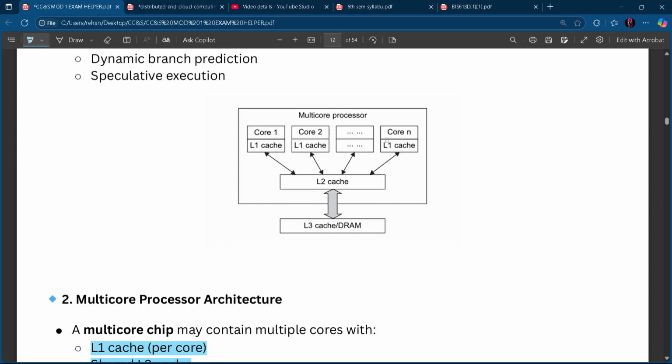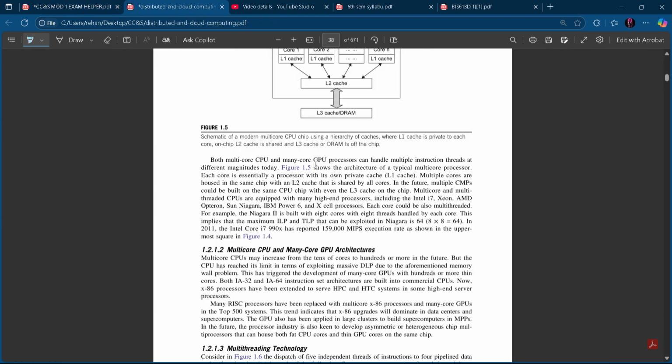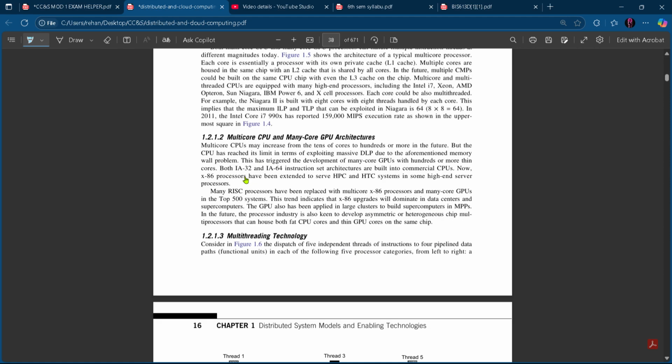So you have multi-core. Each core has its own L1 cache. Then all of these L1 caches are not interconnected, they are linked with L2 cache. Okay, and this L2 cache communicates with L3 cache, which is DRAM, dynamic RAM. You can see here L1 cache is per core. Each core has one. Then shared L2 is shared for all the cores. Then L3 cache is optional, off chip or on the chip. So if you see here in the diagram, yeah, it wasn't that much.